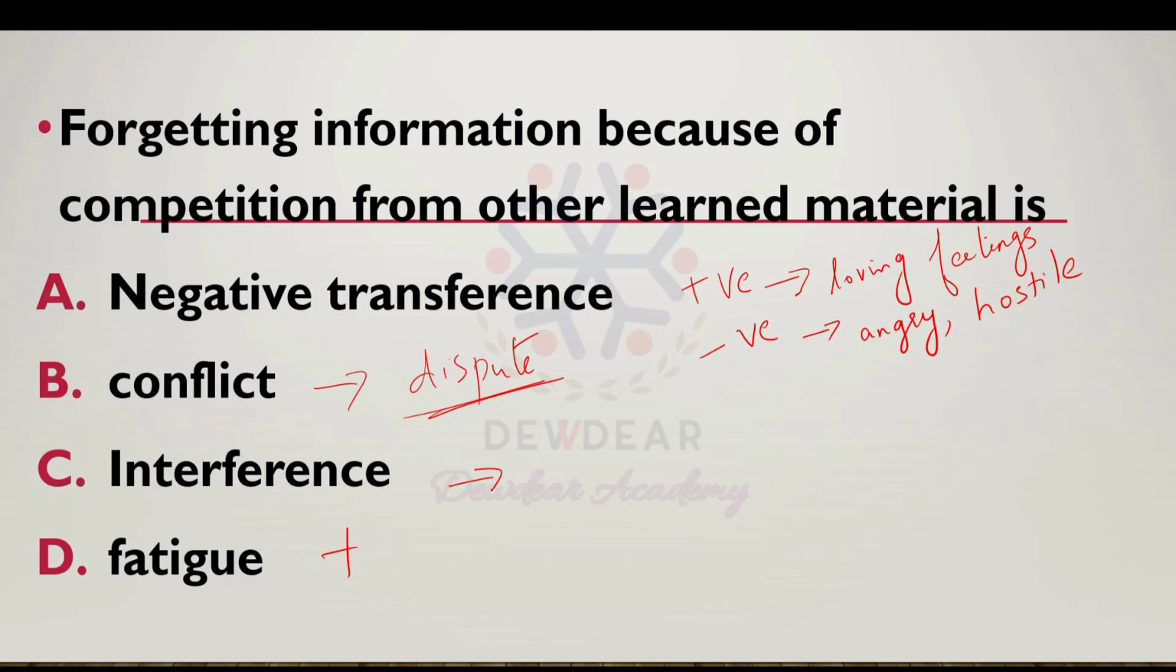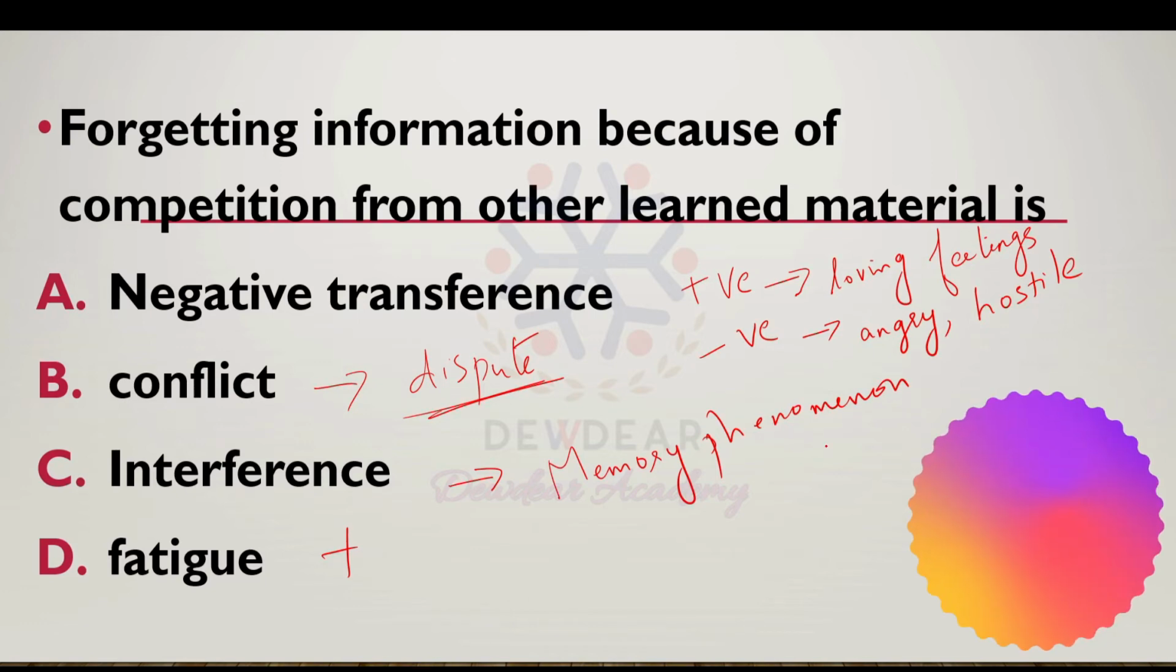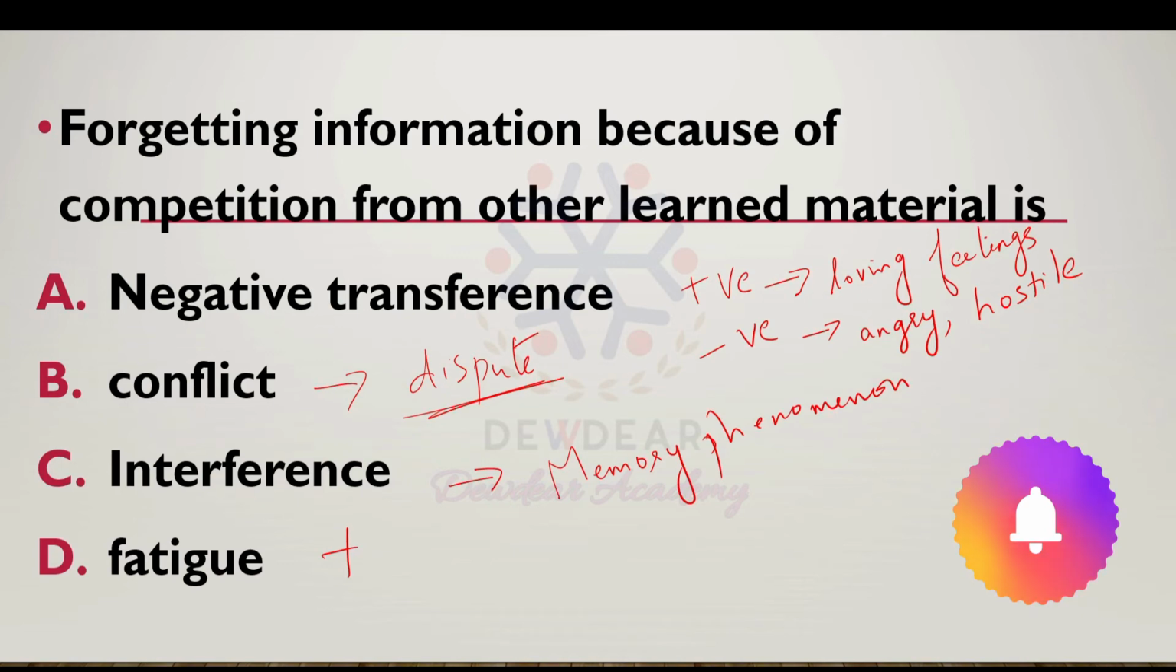That is coming in memory. Interference theory means people forget information because of competition from other learned materials. It is a memory phenomenon in which some memories interfere with the retrieval of other memories. As there is a competition from other materials, some memories are interfering with the retrieval of other memories.